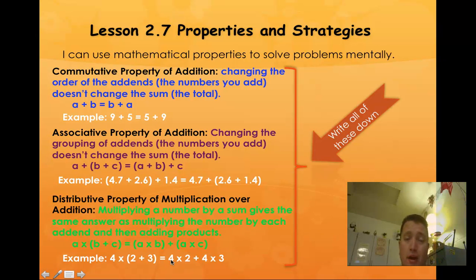I would like you to write all of these down in your math notebook: the commutative, associative, and distributive properties, and that includes the examples as well, so you have something to fall back on. You're going to want to pause the video for this. However, I am going to keep going.